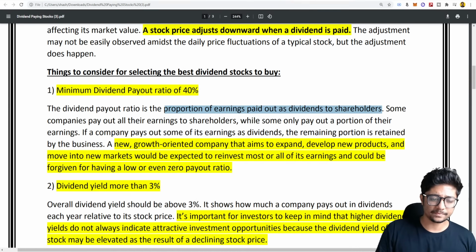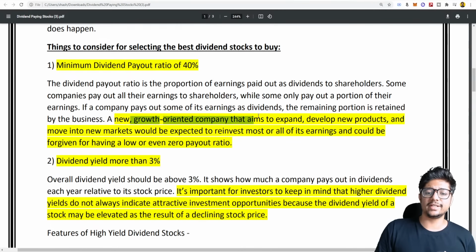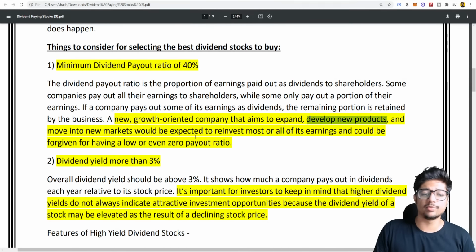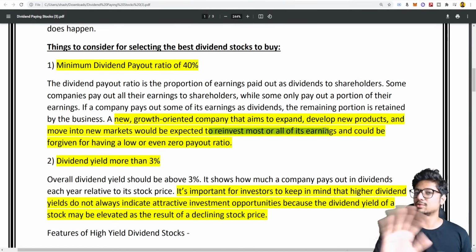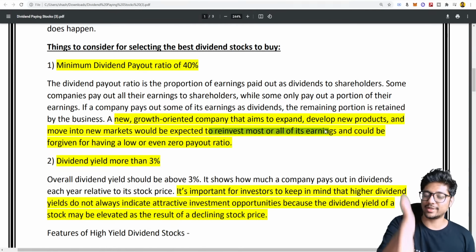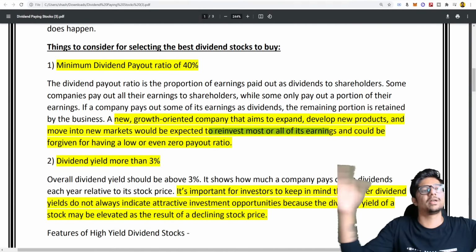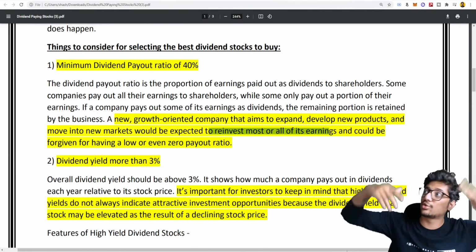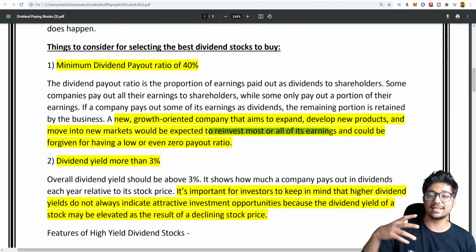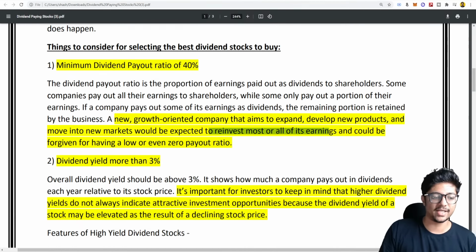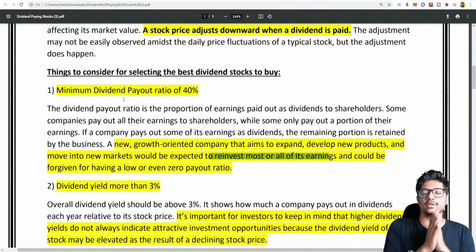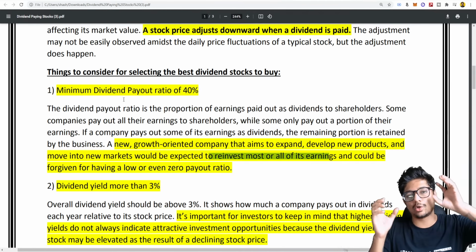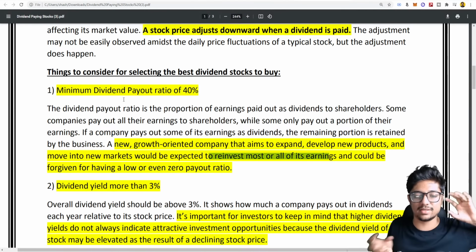Then we have a growth oriented company that aims to expand, develop new products and move into new markets. It would be expected to reinvest all their money. As I said, if I'm a growing company, I don't want dividends from you. I'll say, boss, I want capital gain. So please put that money back, build a bigger manufacturing plant, focus on sales, go to the US, no problem. But companies like TCS and others use it for different things, and I'm going to show you some of the stocks as well. This is dividend payout ratio: the ratio of the total money you've earned to how much dividend you're giving out.